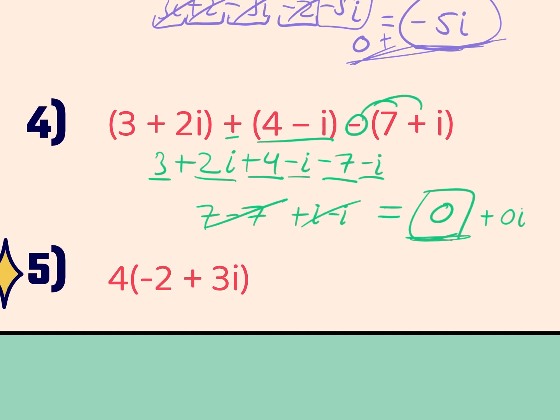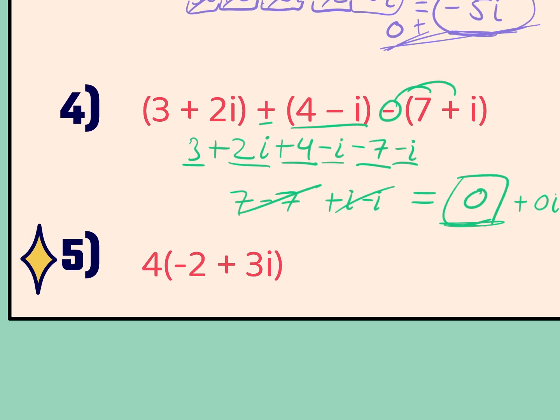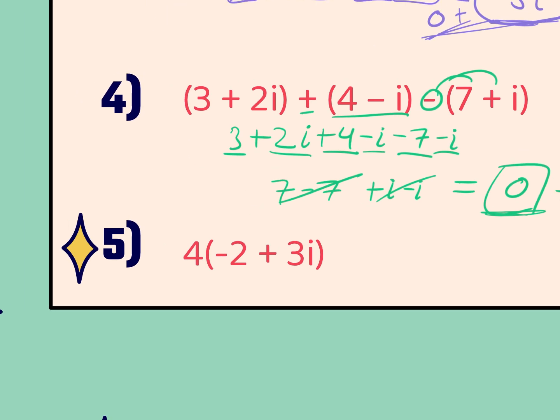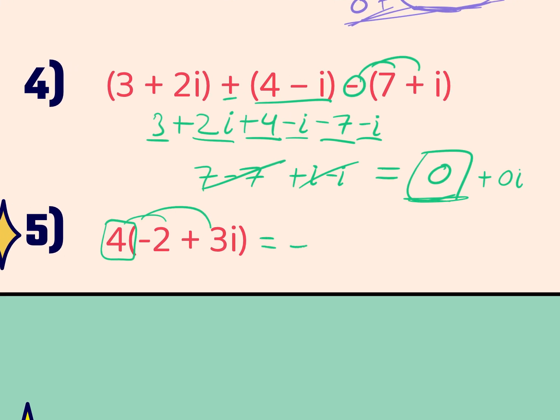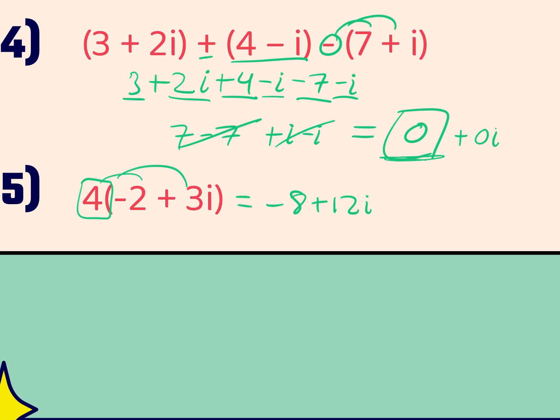All right, and then we can keep this going with an example like 5. Something like this one is a multiplication problem. Again, you want to treat the i like a variable. So if you have a number out front, all you have to do is distribute it, right? So 4 times negative 2 is going to get us a negative 8. And 4 times 3i is going to get us a positive 12i, right? And this is our answer in standard form. Again, it has to be the real number plus the imaginary, right? So we have negative 8 plus 12i.